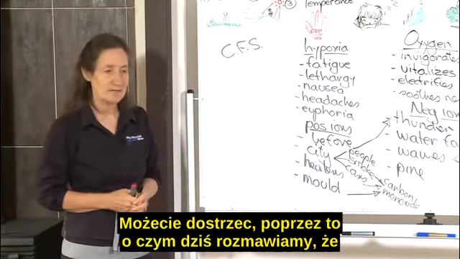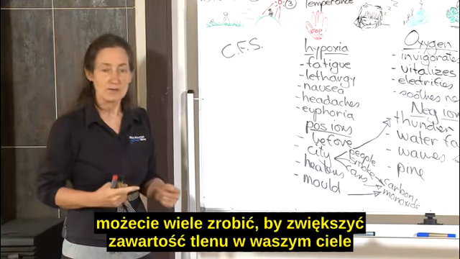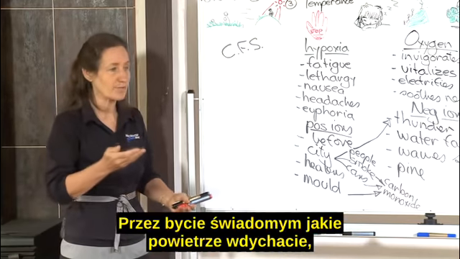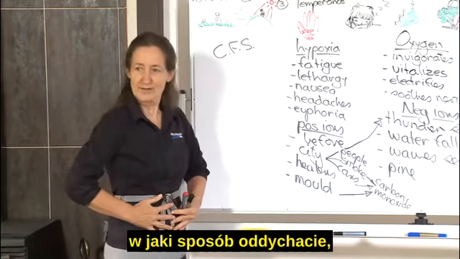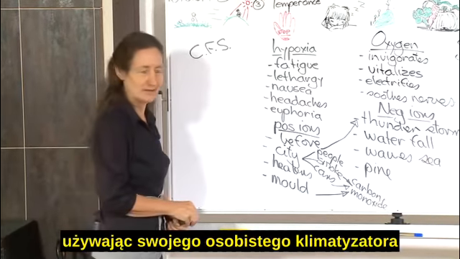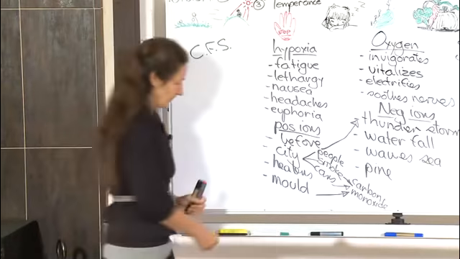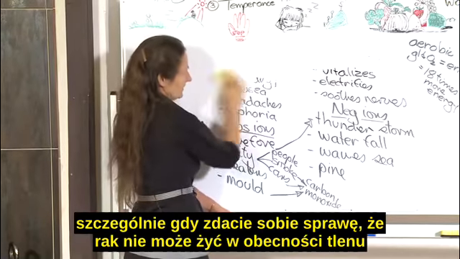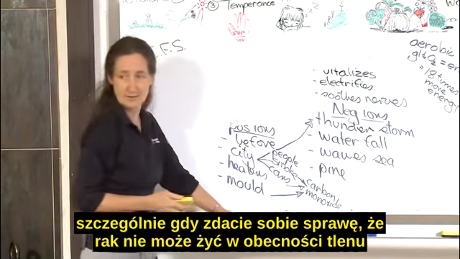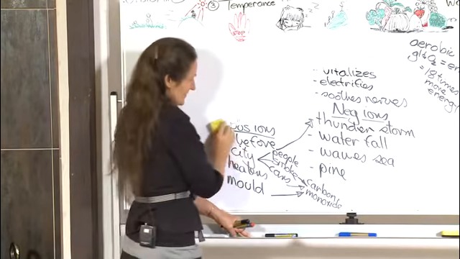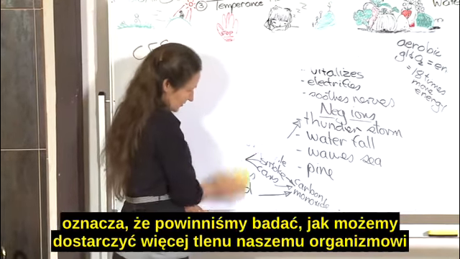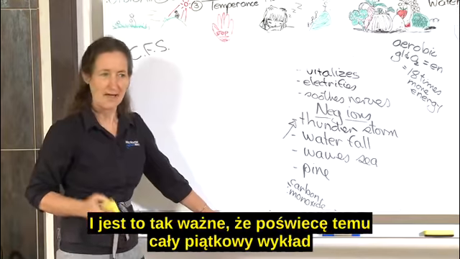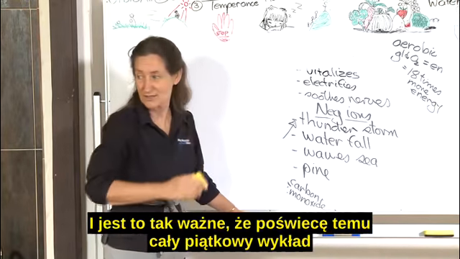You can see by what we've discussed this morning that you can do a lot to increase the oxygen content of your body by just being mindful of the air that you're breathing, the way you're breathing, using your own personal air conditioner, and by how hydrated you are. Very important subject, especially when you realise that cancer cannot live in the presence of oxygen. That statement alone means we should be looking at how we can get more oxygen into our body. The most powerful way to oxygenate your body is exercise. And it's so important, I'm going to devote a whole lecture to that on Friday.